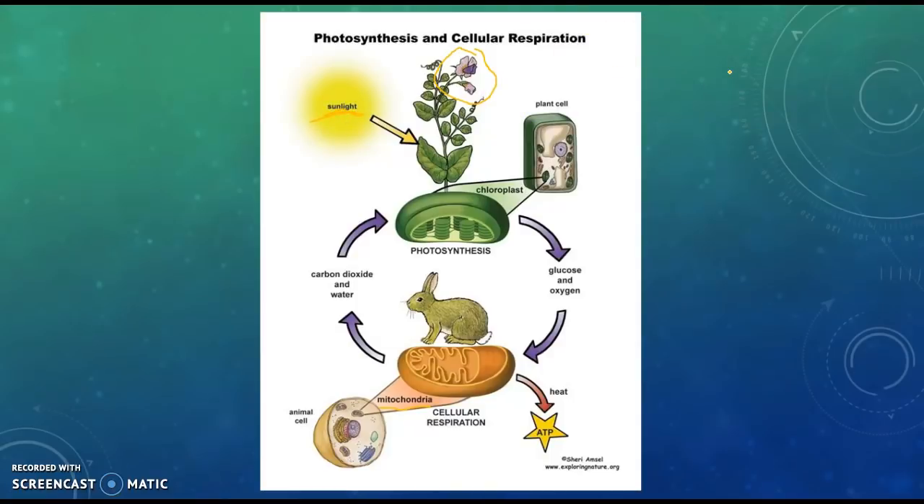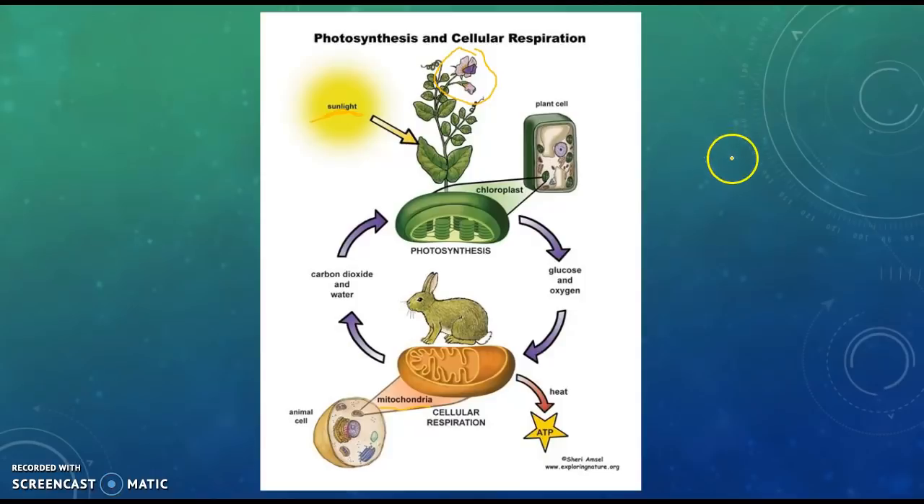And this autotroph is going to contain chloroplast and mitochondria because it has to do both photosynthesis and cellular respiration. The heterotroph, or the rabbit, is only going to do cellular respiration. So let's talk about what this animal and this plant are going to use to create food and then use that food to make energy.